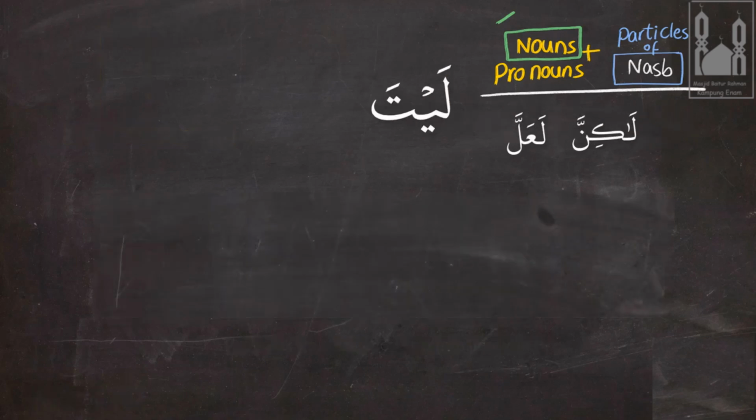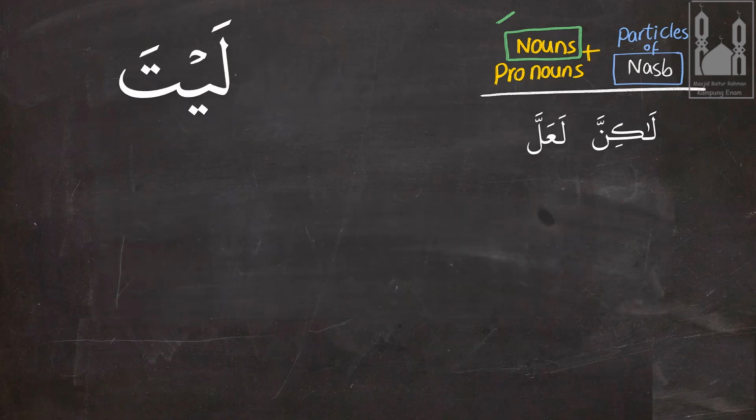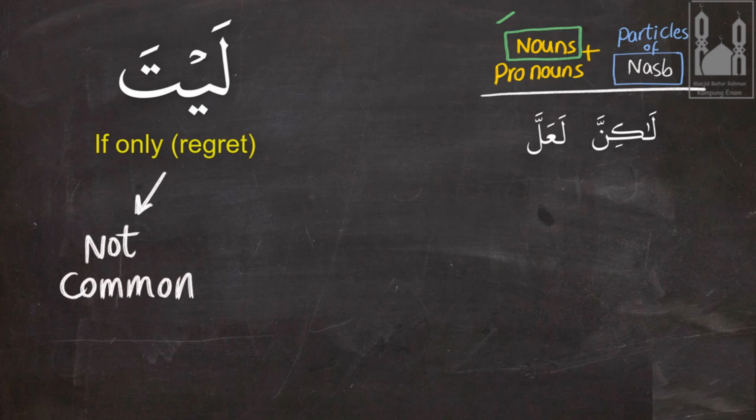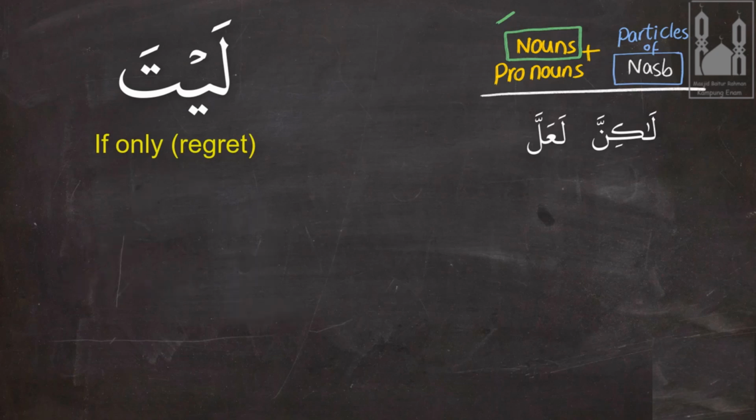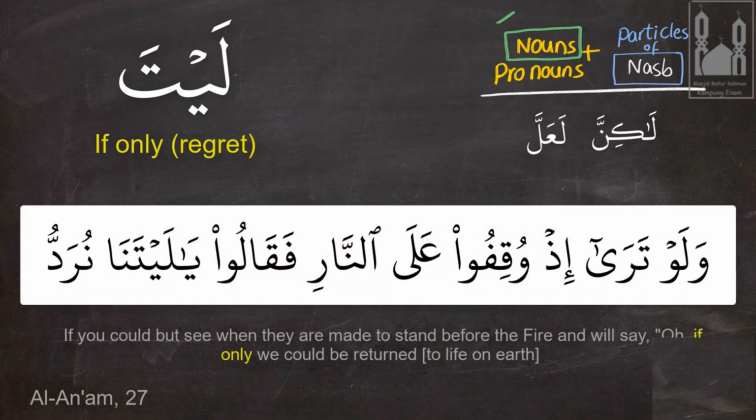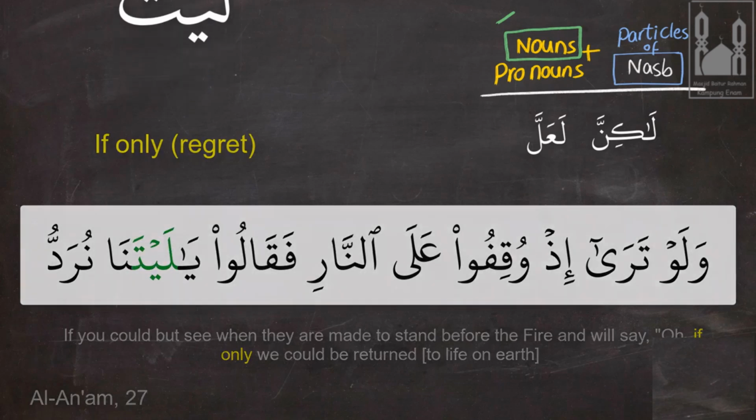The next particle is لَيْتَ, and it means if only, and it is used when wishing for something that could have happened, but it didn't. So it is used to convey deep regret. This particle is not as important as the rest on today's list, because it was only used 2 times in the Quran, and this is one of them. وَلَوْ تَرَى إِذْ وُقِفُوا عَلَى النَّارِ فَقَالُوا يَا لَيْتَنَا نُرَدُّ.